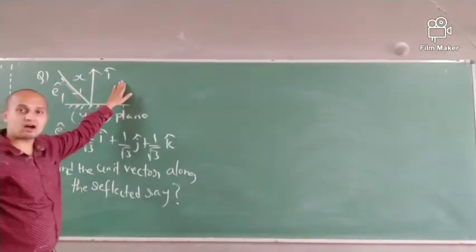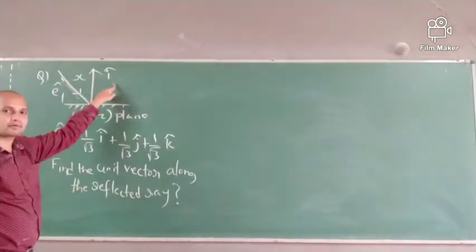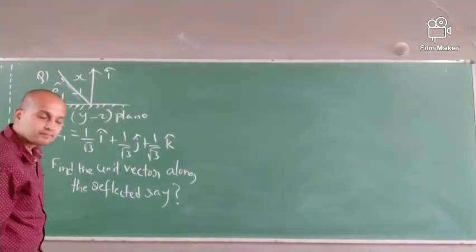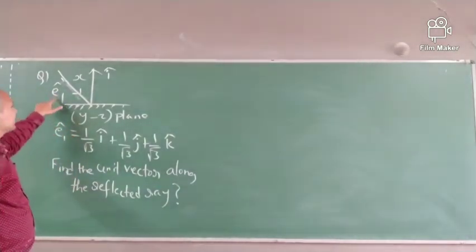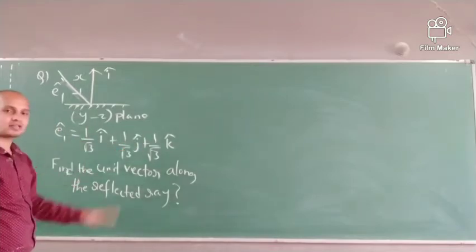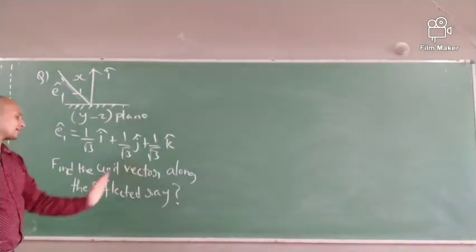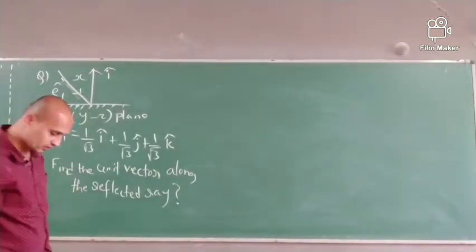So the unit vector along the normal line of this plane mirror is what? i cap. In this one, the incident ray is getting incident on the mirror, having unit vector 1 by root 3 i cap plus 1 by root 3 j cap plus 1 by root 3 k cap. The question is, find the unit vector along the reflected ray. What is the reflected ray it is going to form?